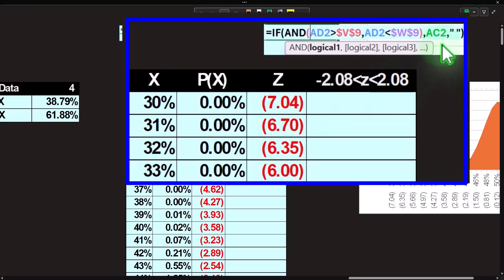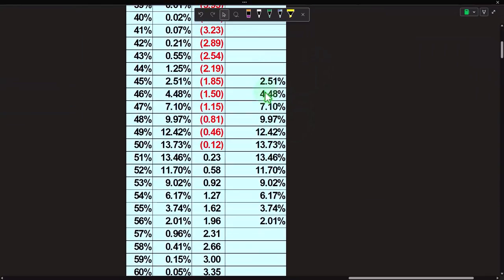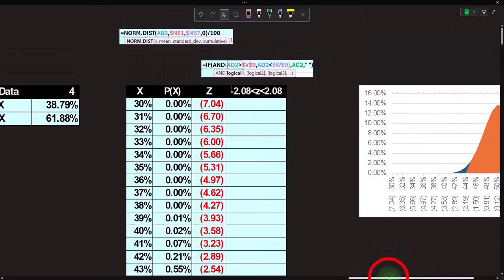And if that is the case, we want you to give us this number. That's what we're actually going to graph. And if it's not the case, we want you to give me just a blank cell. It gave us nothing until this middle point. And then that's what's graphed over here.